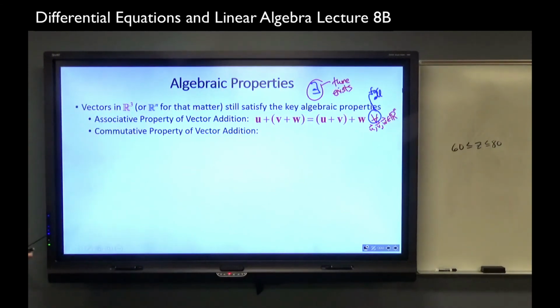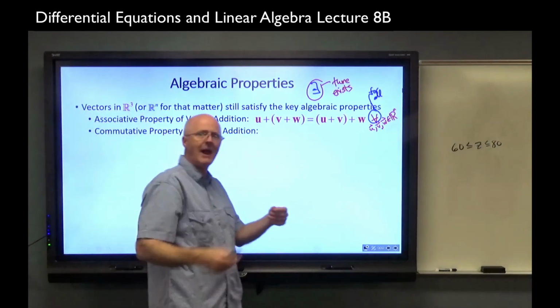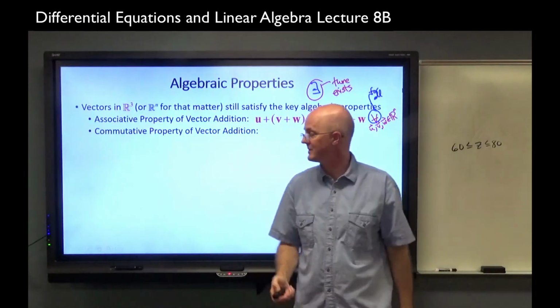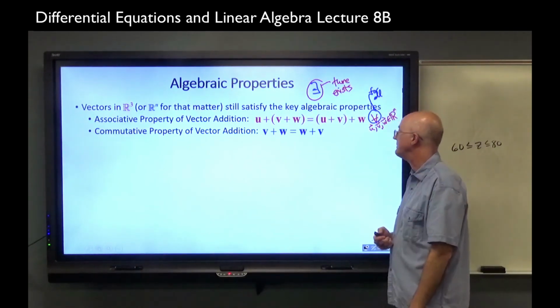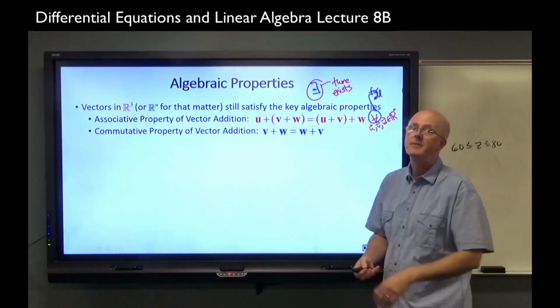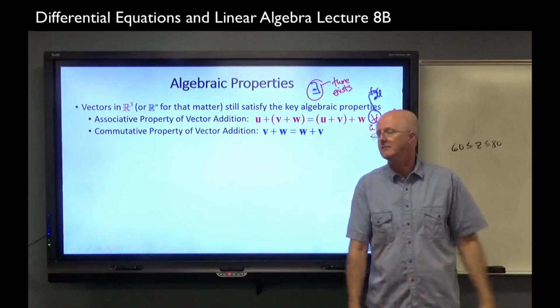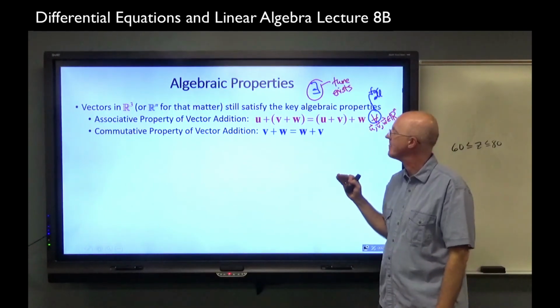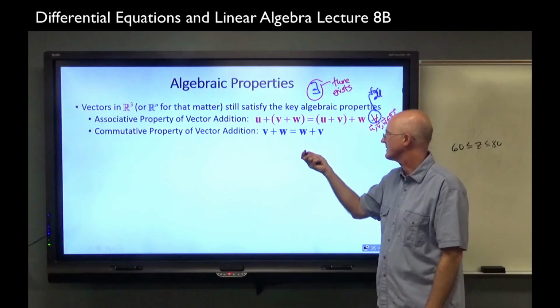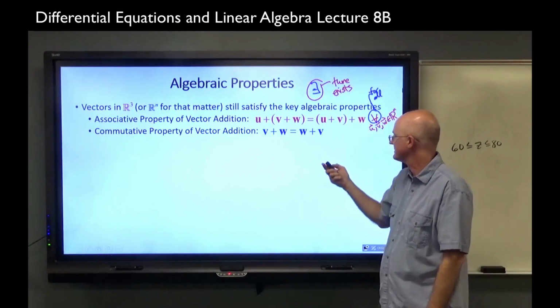There's the commutative property. What's commuting? It's moving back and forth. It doesn't matter where you put the vectors with respect to addition. V plus W equals W plus V for all V and W in Rn. I'm not going to bother writing it. Also could have done U plus V equals V plus U. The symbols themselves don't matter.